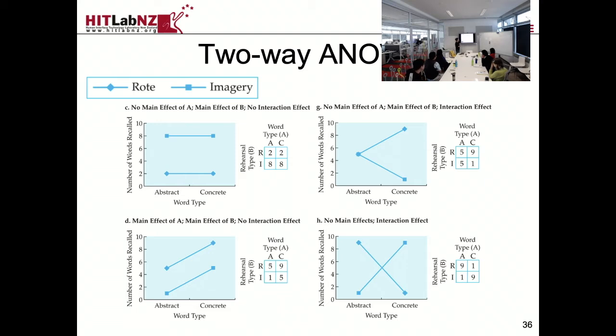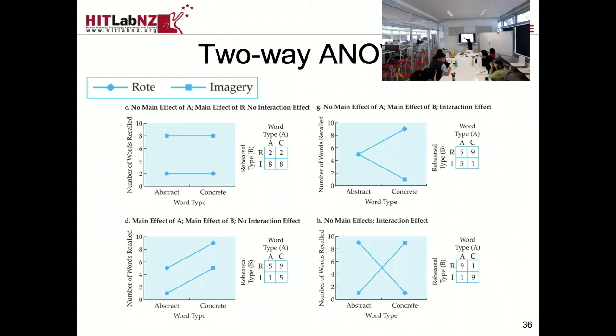Then what about this type of thing? Does it have an interaction effect? No? No? It has. Because its performance is different. This one is a diamond, this is a rectangle. And do not confuse it with this line. Just think about the dot.